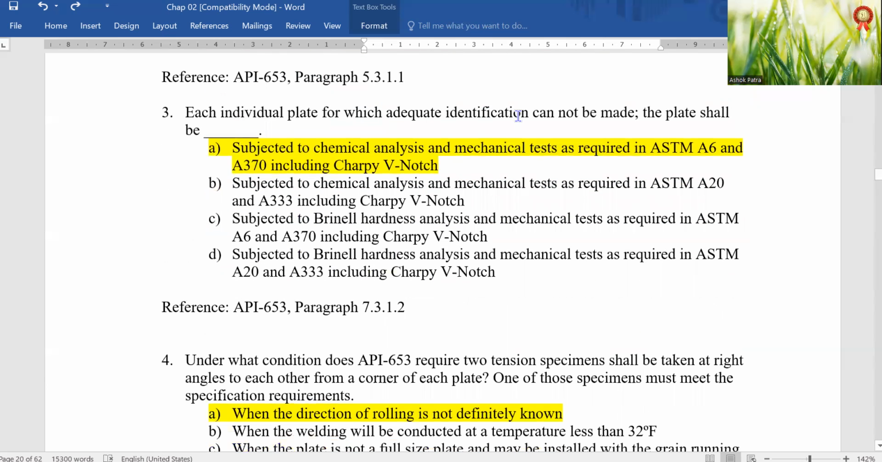For each individual plate for which adequate identification cannot be made, the plates shall be subjected to chemical analysis and mechanical tests as required by ASTM A6 and A370, including Charpy V-notch. Under API 653, two tension specimens shall be taken at right angles to each other from a corner of each plate. One of these specimens must meet the specification requirement when the direction of rolling is not definitely known.